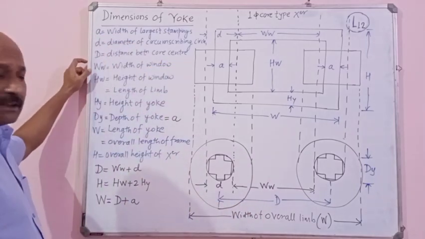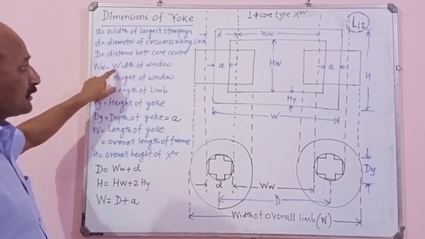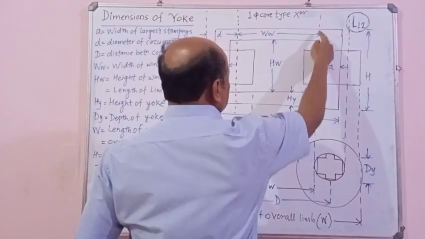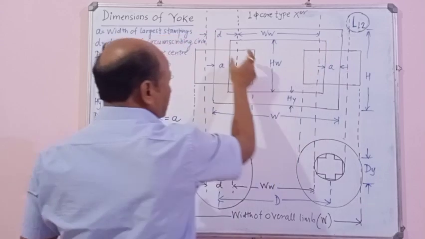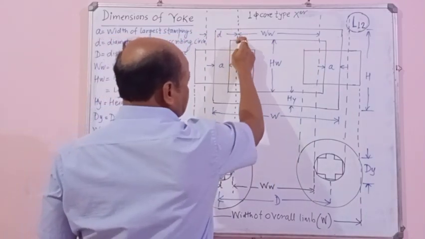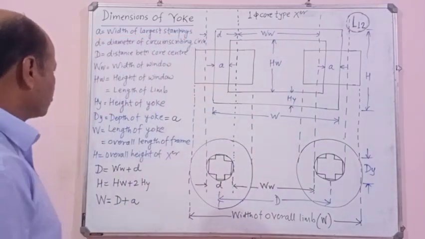Third one is nothing but the Ww. Ww is nothing but the width of the window. So this is the window shown by the dotted line. The distance between the two dotted lines, after the circumscribing circle, is called the width of the window.